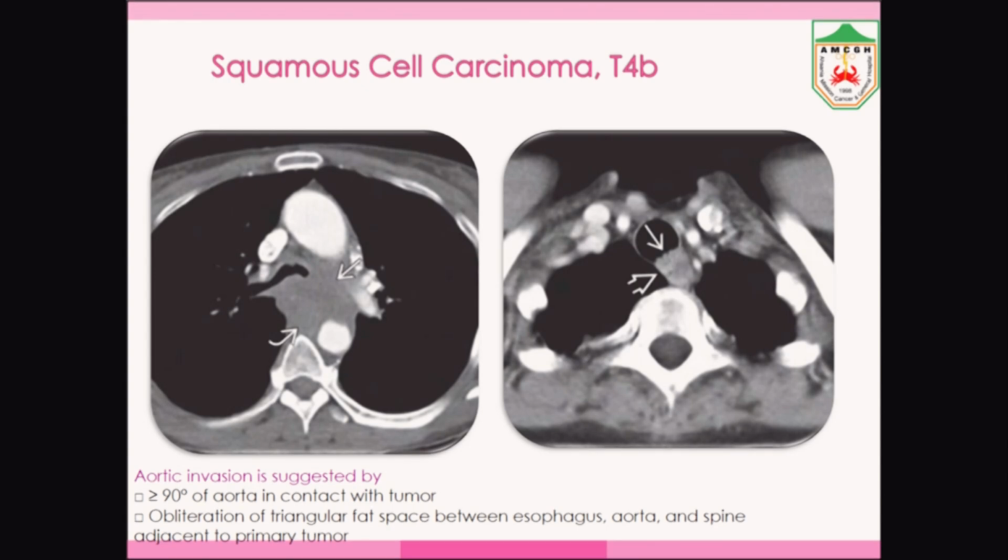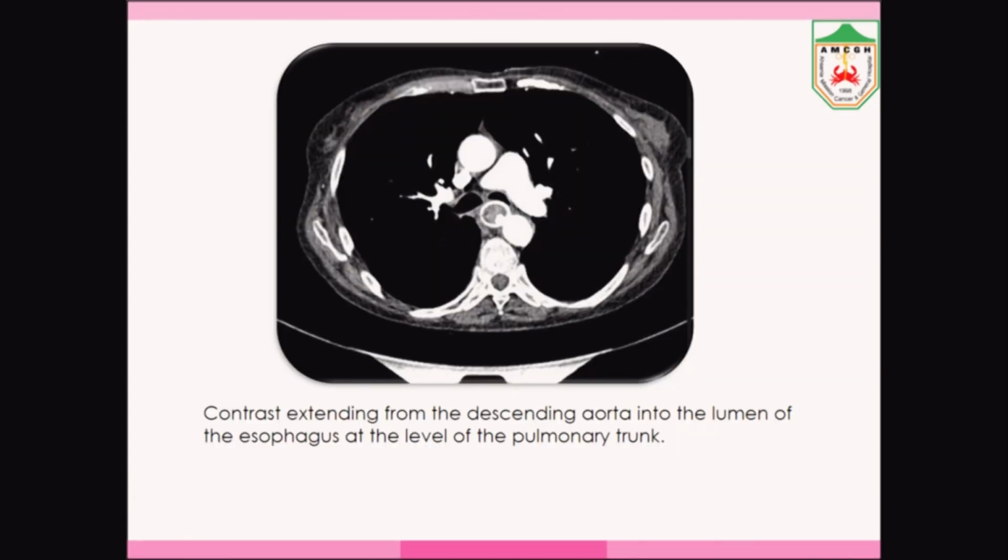This is the stage 4B lesion, which invades the aorta, that is the area of contact is more than 90 degrees. This is the lesion showing the tracheal invasion. This is the esophageal carcinoma complicated by aortoesophageal fistula formation.